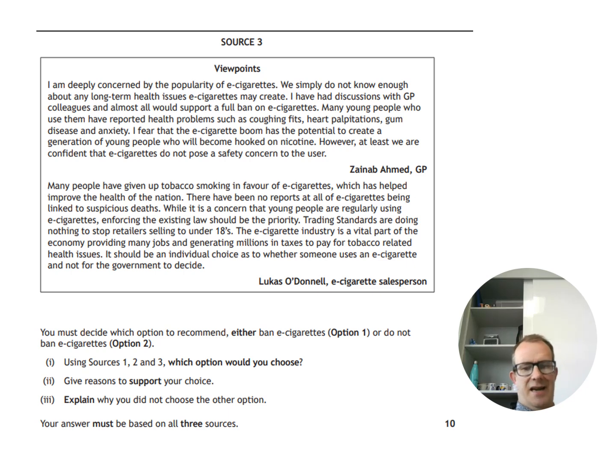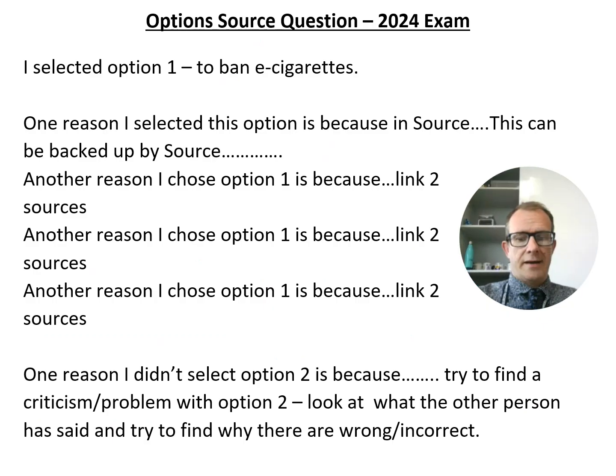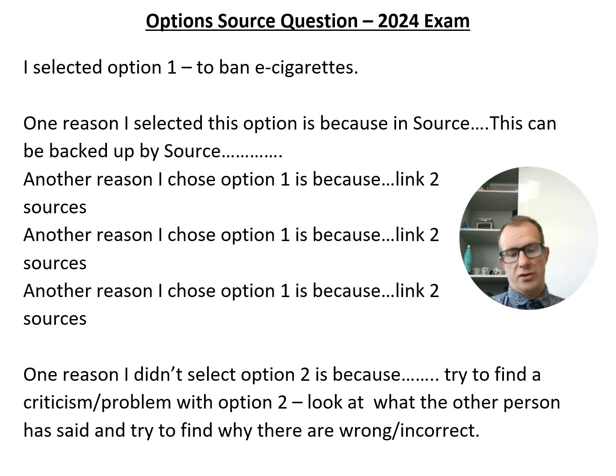Alright, here's another wee template for you, a template on how to do this question. You must start by telling the marker the option you chose. That's the whole point of this question. If you don't do that, you'll fail. So option 1, I selected that to ban e-cigarettes.